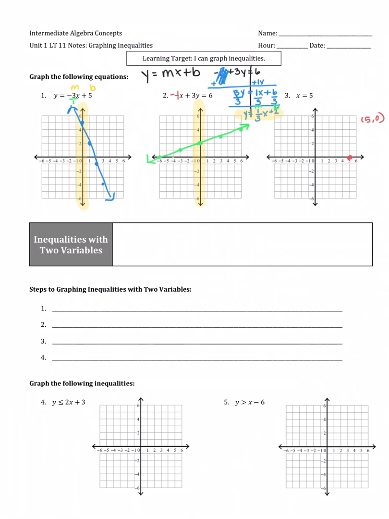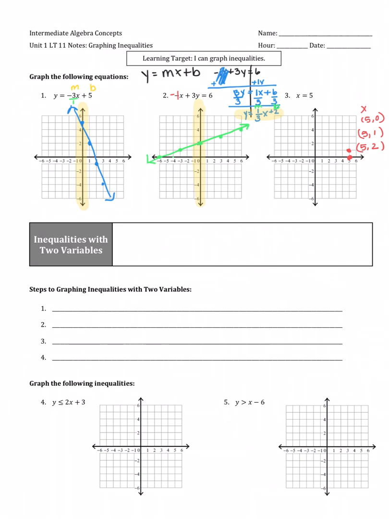Okay, my next one, because x is 5, I'm going to say 5, 1. So let's put a dot on 5, 1. Okay, the next one I'm going to say 5, 2. So no matter what my y is, my x will always be 5.